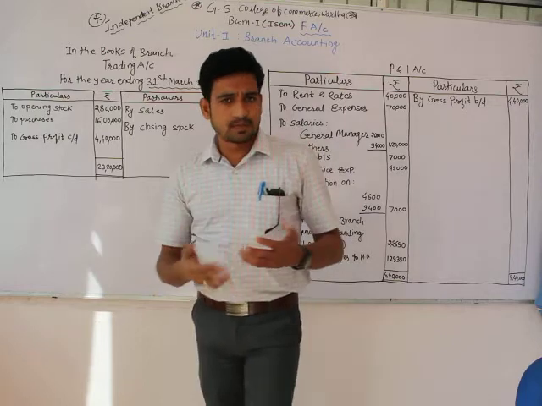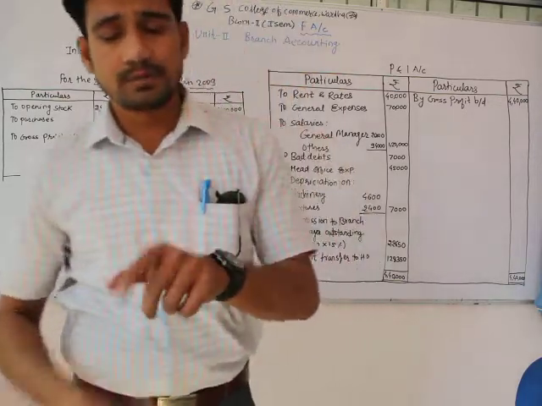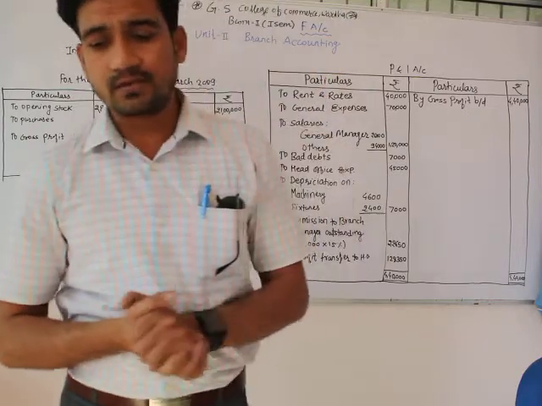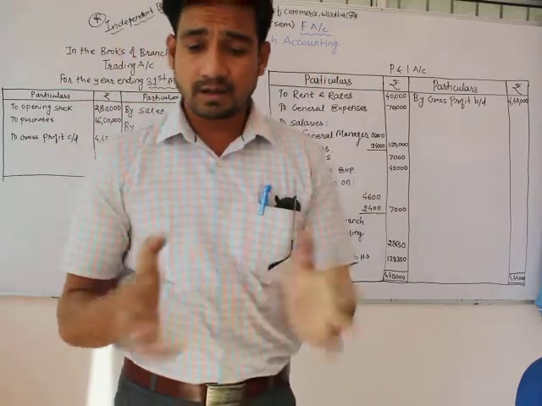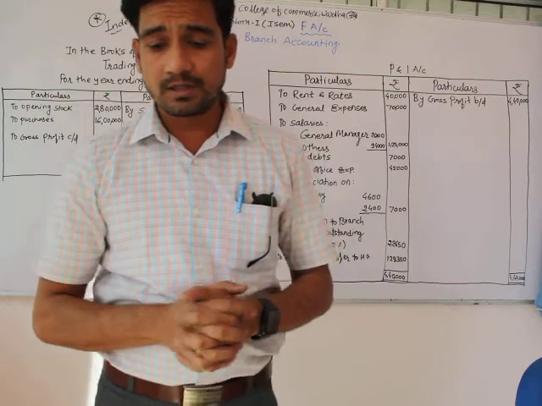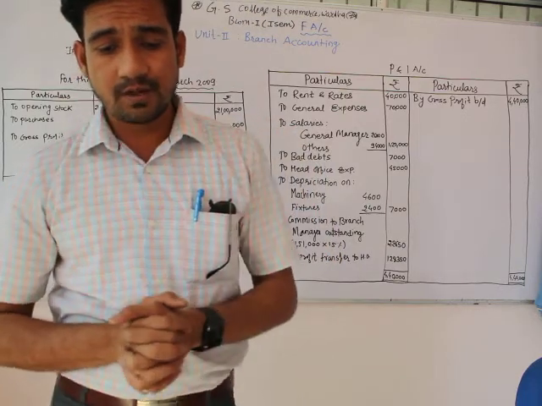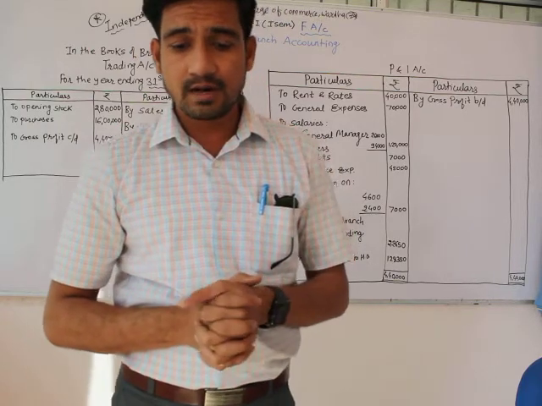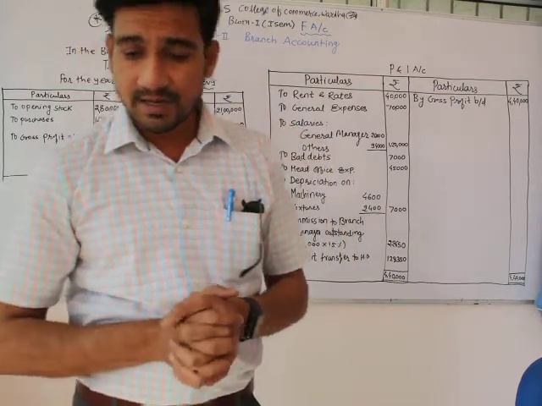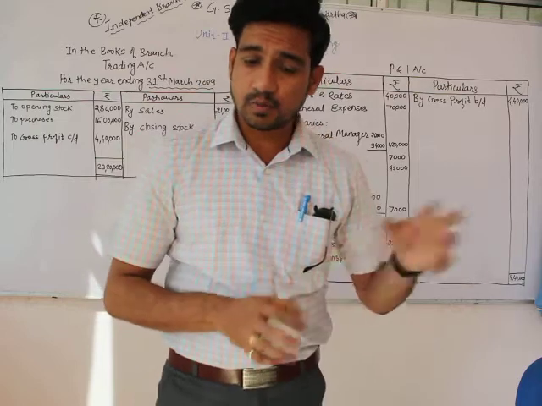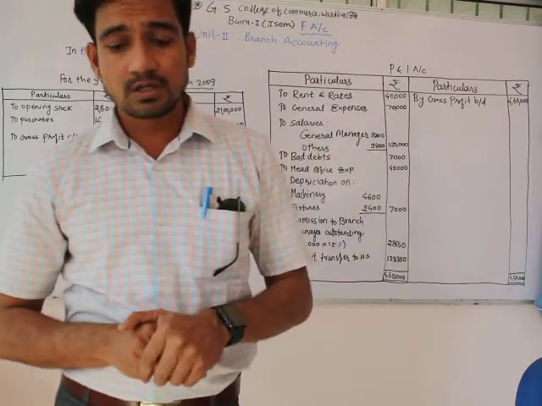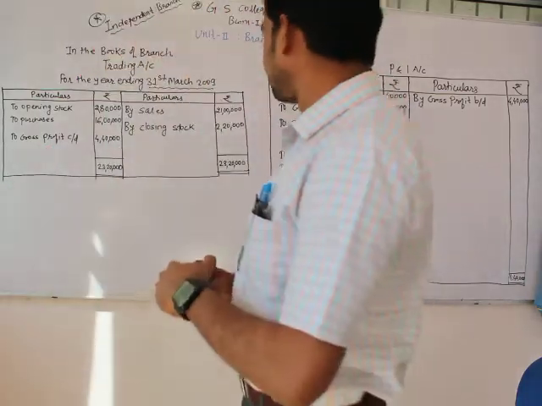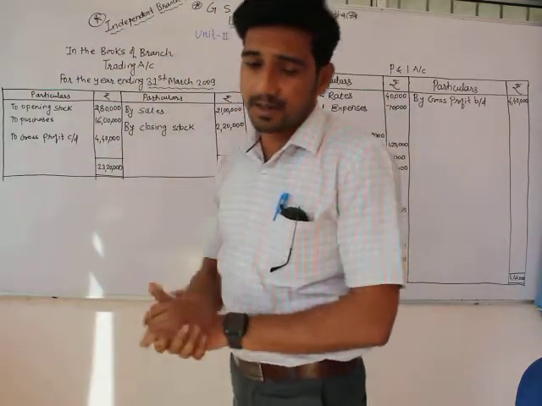First I am going to read that problem. I already mentioned that the problem is available on the Google Drive account. A branch established sent the following trial balance to its head office. The trial balance is being given. It is balanced at 27,58,400 rupees. Balance at bank, cash in hand, sundry debtors, purchases, rent and taxes, general expenses, salaries, bad debts, fixtures and fittings, machinery, stock of 1st April 2008. These are the things which are being given in the trial balance.